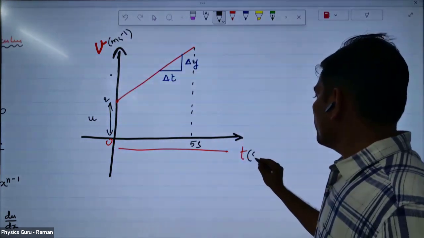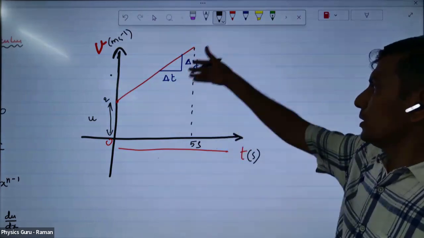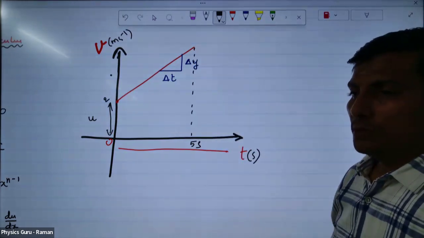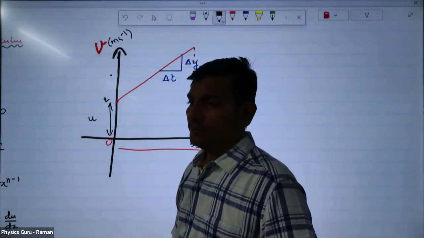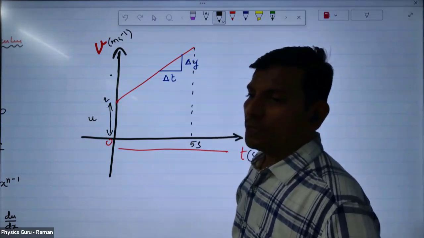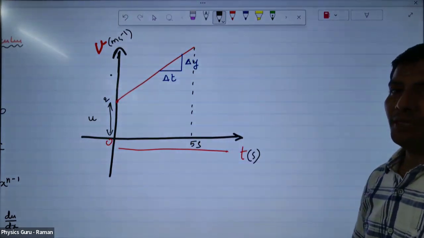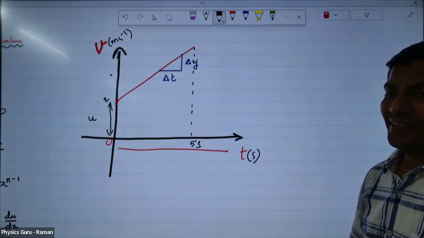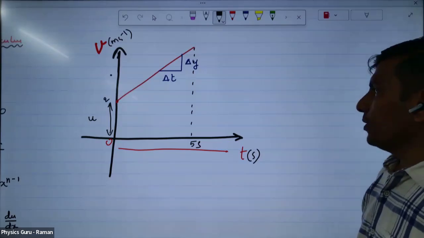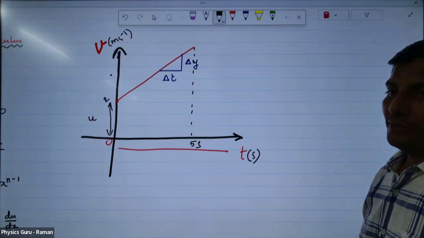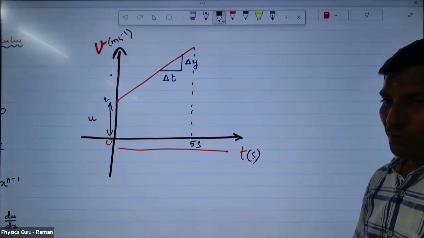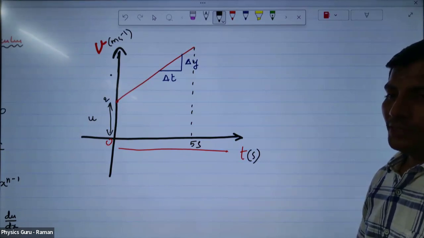Velocity is measured in meter per second. Time is measured in seconds. And obviously, in this entire case, the acceleration is positive as well as constant. Correct? According to the graph. Is that right? Yes, sir. Okay, good. So now I want you children to find out what is the final velocity.